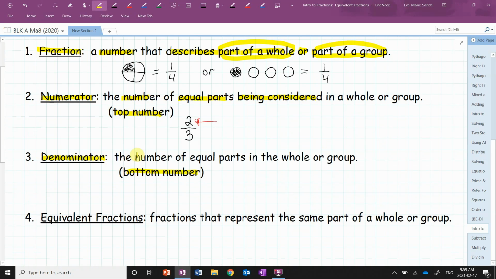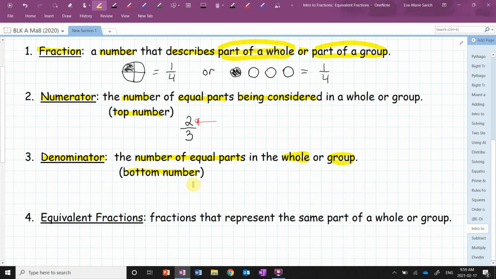And what is that? That is the number of equal parts in our whole or group, right? So when we talk about that pizza again, how many equal parts was that pizza cut into? It was cut into 4 pieces. How many equal size mini pizzas did we have? Well, we had 4, right? So that's the number of equal parts.